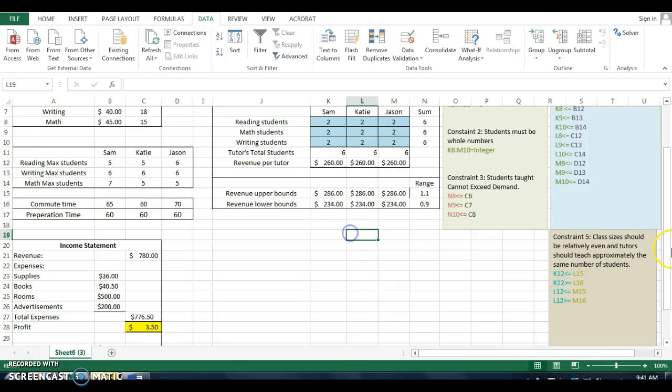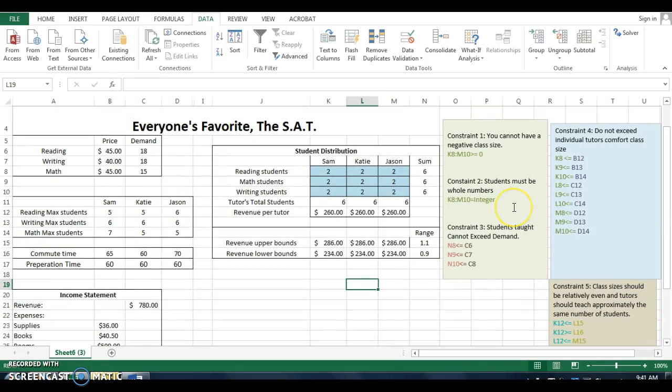So let's begin with our easiest constraints, constraint 1 and constraint 2. Constraint 1 just says that you cannot have a negative class size. That's pretty obvious. So in order to meet that, you just need one little rule: K8 through M10 must be greater than or equal to 0. Constraint 2 says that the class must be a whole number. That's also pretty obvious. So K8 through M10 must be an integer.